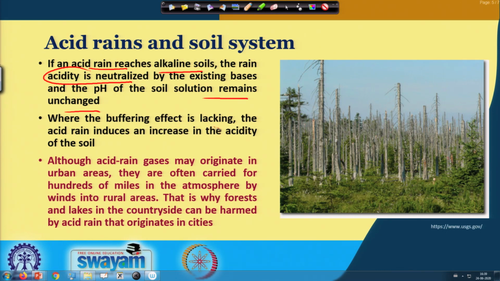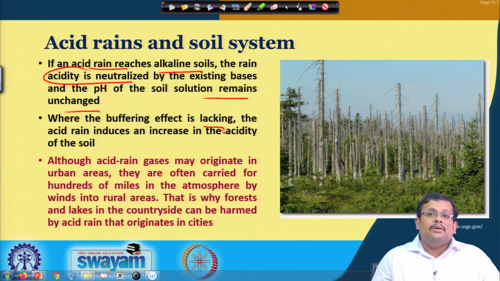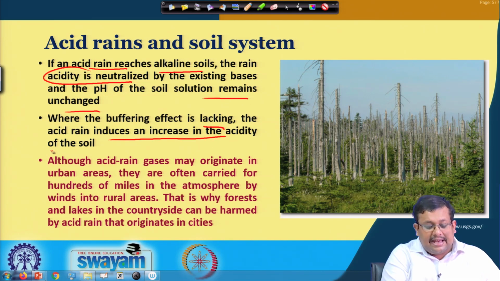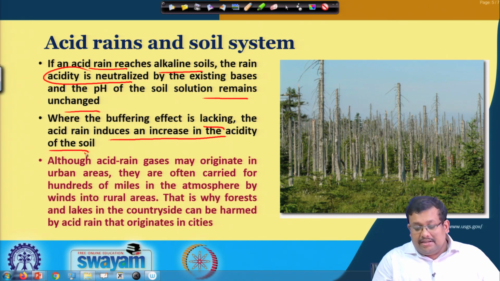Where the buffering effect is lacking, let us consider a soil which has a low amount of clay or low amount of organic matter, these soils lack buffering capacity. So, when there is acid rain on this type of soil, the acid rain induces an increase in the acidity of the soil. Although acid rain gases may originate in urban areas, they are often carried for hundreds of miles in the atmosphere by winds into the rural areas.